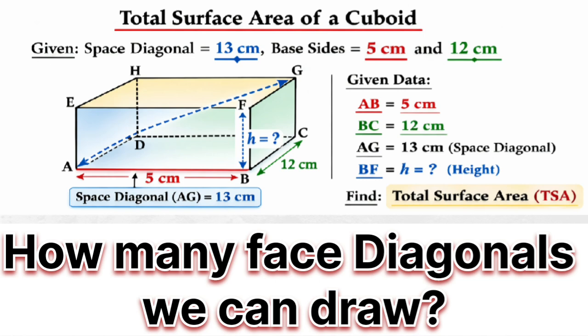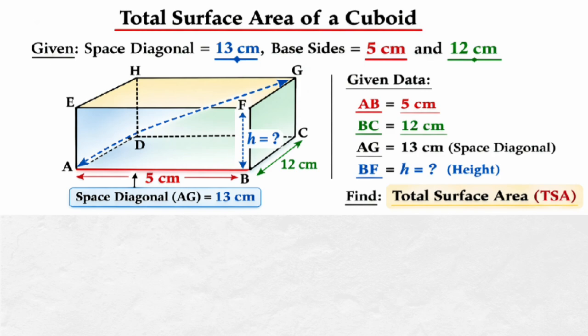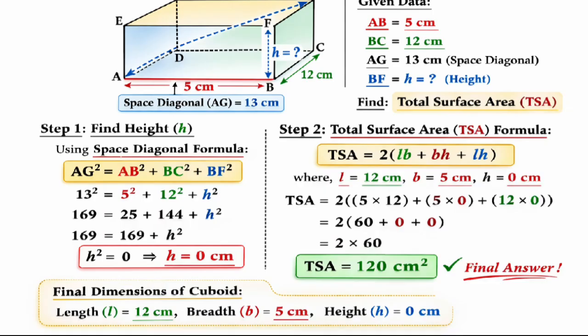Now let's come to the question. The space diagonal is given as 13 centimeter, and the base sides are given as 5 and 12. So first, find the height. For the space diagonal we have one formula: diagonal square is equal to length square plus breadth square plus height square.